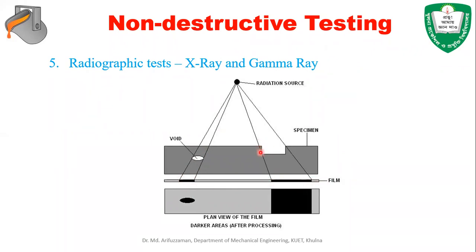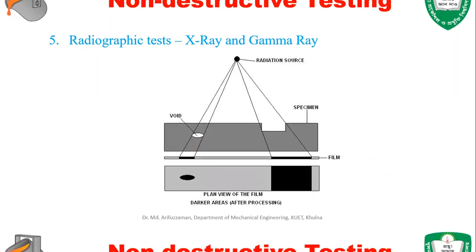If there is a flaw in here, then that will be detected like a black area on this region, and if there is a void, then it will show as a black region on the photographic film. And then the solid region will be brighter. You will be able to measure the crack and also measure the thickness, location, and everything. Very simple.